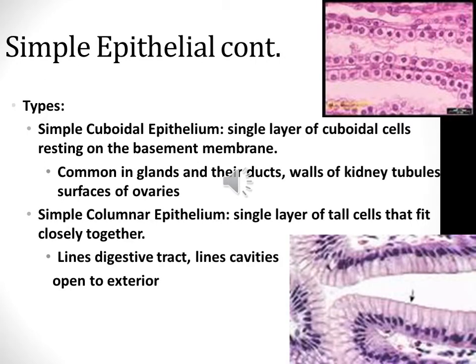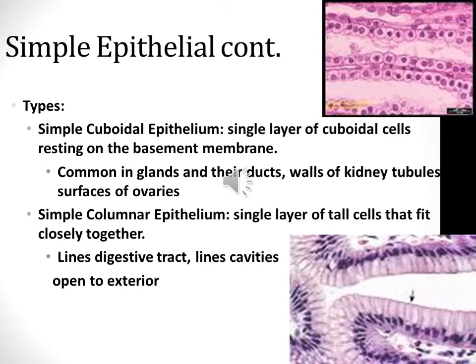Here we have both our simple cuboidal on the top and our simple columnar on the bottom. These are both single layers of cells. At the top right, you see a single layer of cube-shaped cells. These are going to be common in glands and their ducts, for example, the walls of the kidney tubules and the surface of the ovaries. So you're looking at one straight line of cube-shaped cells with the nuclei all in approximately the same position.